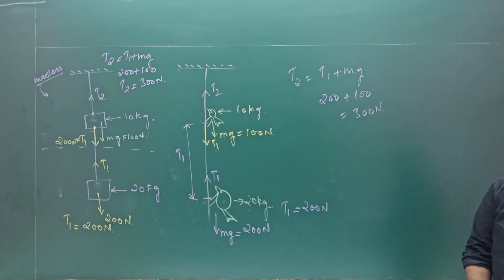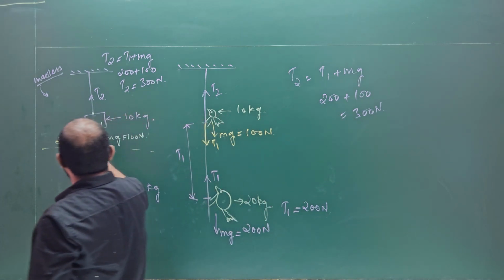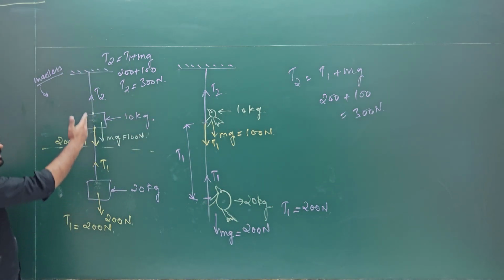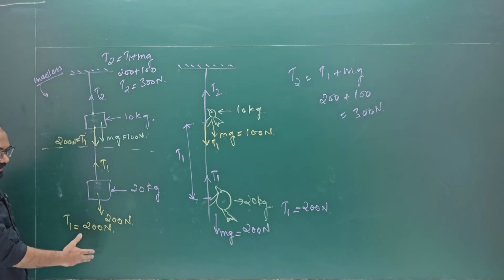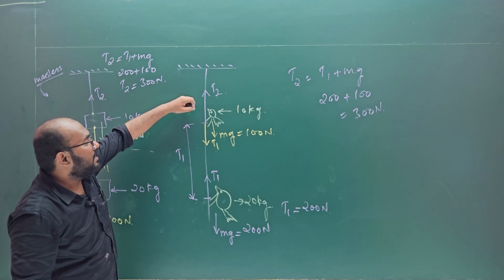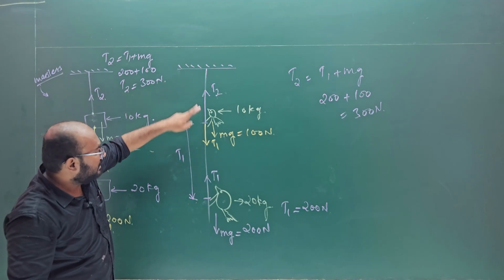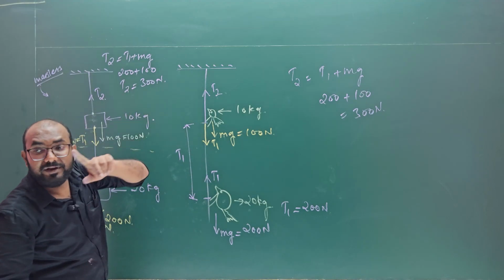So whenever you see a string, if there are n number of masses attached in this line form, in a single line, and you will find n number of birds, monkeys, human beings, anything given in the example, with a single string, then the tension at every point will be different.